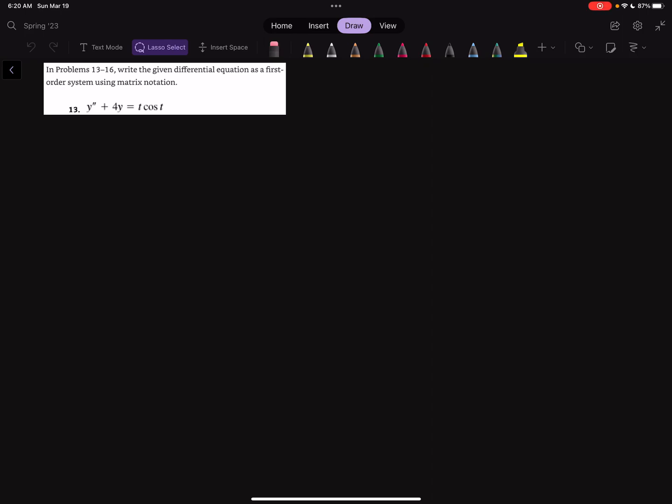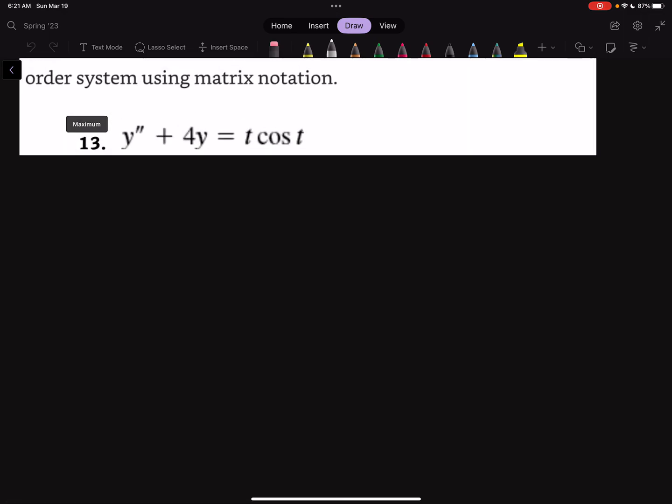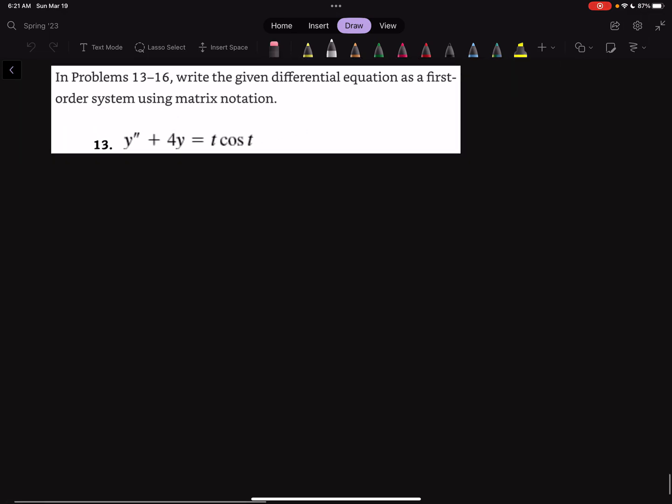Write the given differential equation as a first-order system using matrix notation. This is really cool because we can rewrite this in terms of a first-order linear system, which sometimes might be a little bit easier to deal with. So the first step that I would do is leave the highest order derivative on the left and put everything else on the right in increasing order of derivatives.